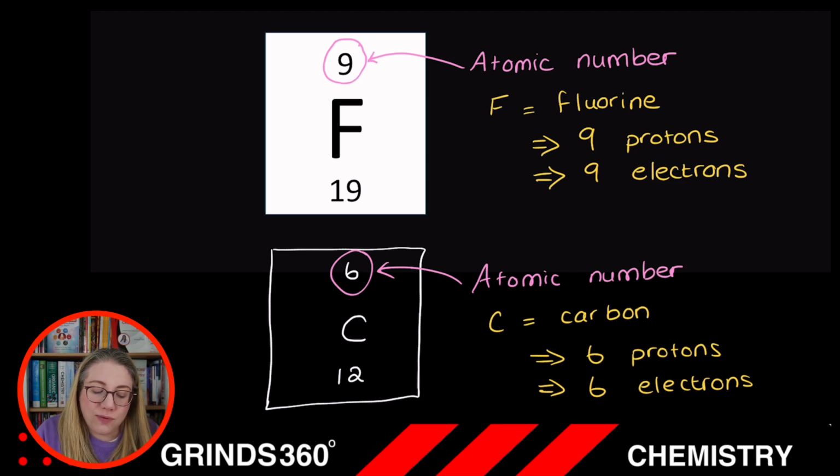Now, how is fluorine different to carbon? What makes these two elements different from each other is actually this number here. It's actually the atomic number. So every single element in the periodic table has a different number of protons in the nucleus. And that's actually how you identify what the element is.